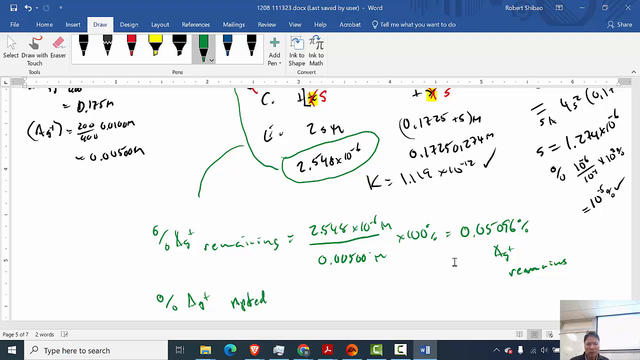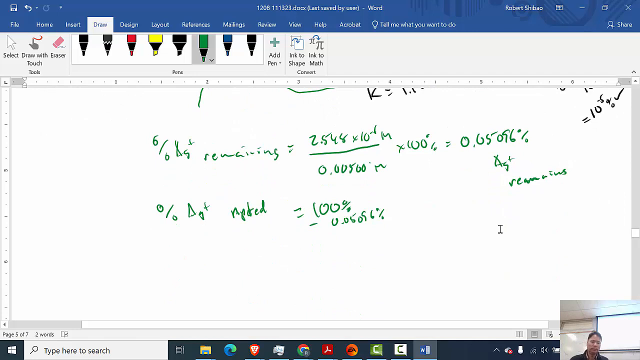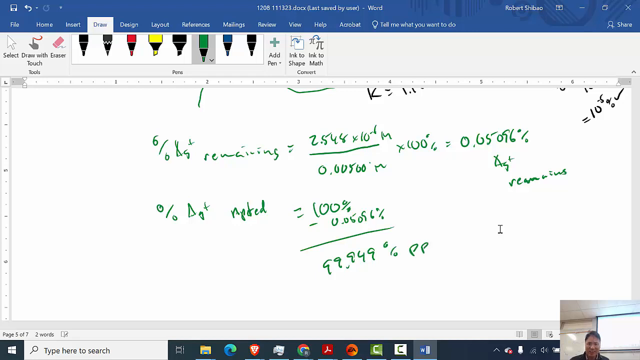So where did all that silver go? Well, it precipitated. And so that's going to be 100% minus 0.05096%. And so that gives me 99.949% precipitation.